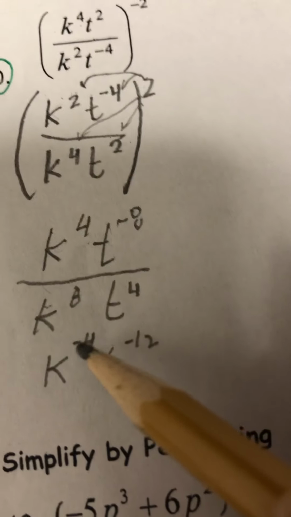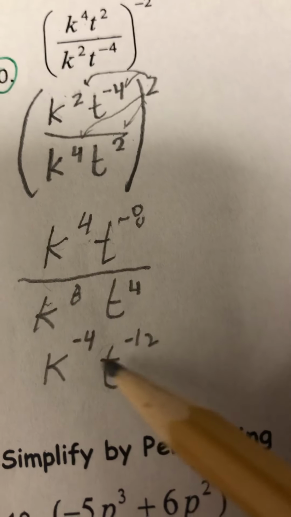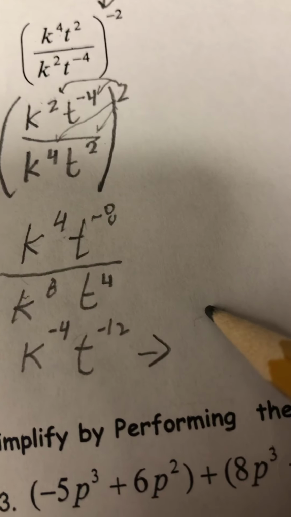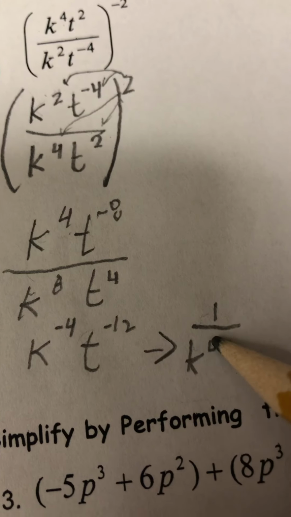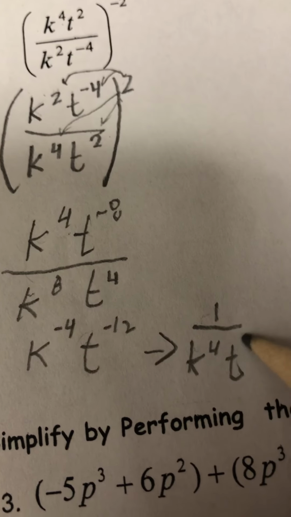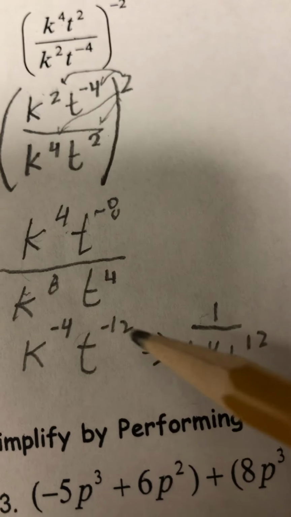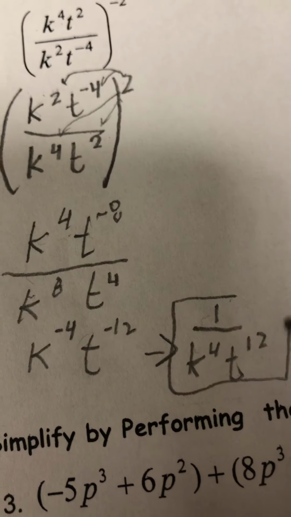Again, we can't have any negative exponents. The negative exponents mean that we send these quantities to the denominator. So that means we have nothing left on top. We have k to the 4th on the bottom and t to the 12th. Again, we use those negatives to transport them under it, so that's why the negatives are no longer there. And we box our answer.